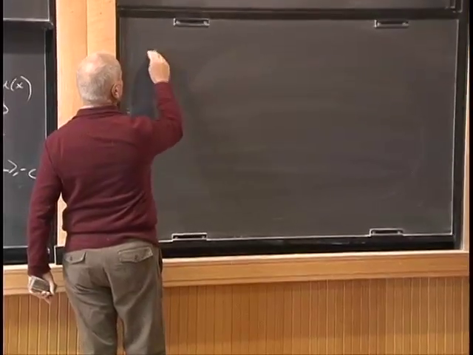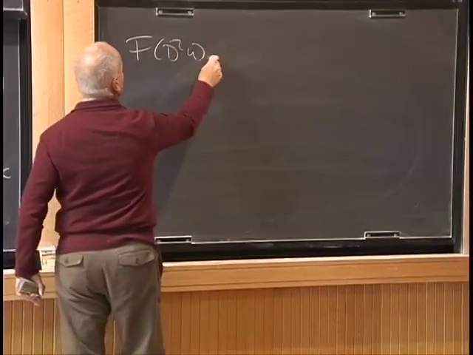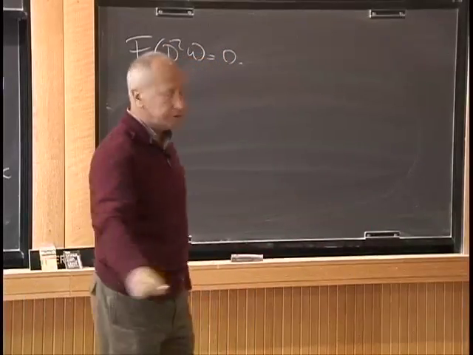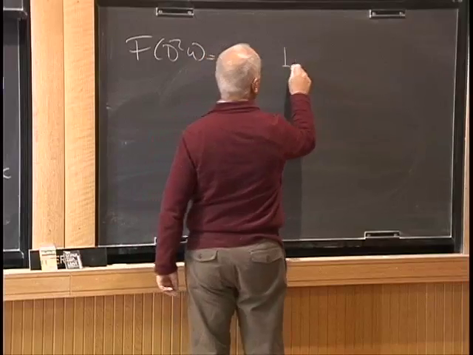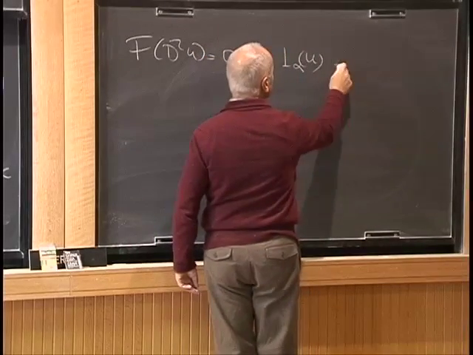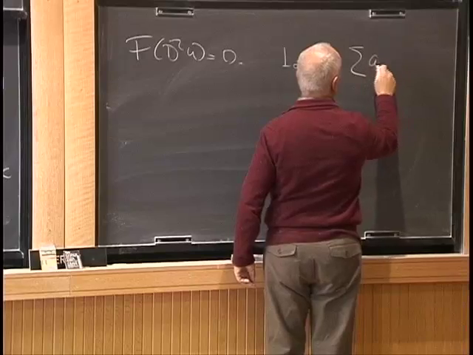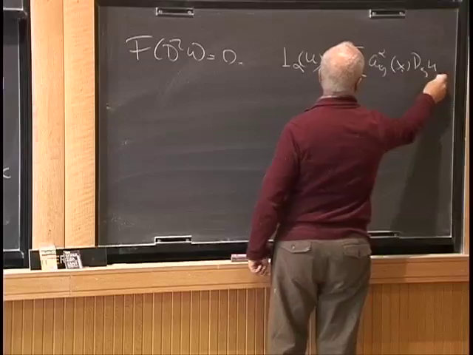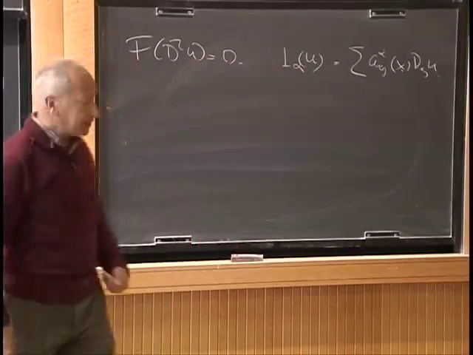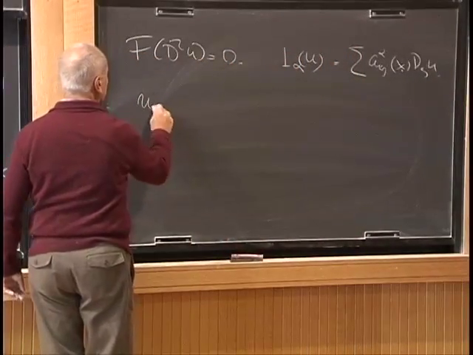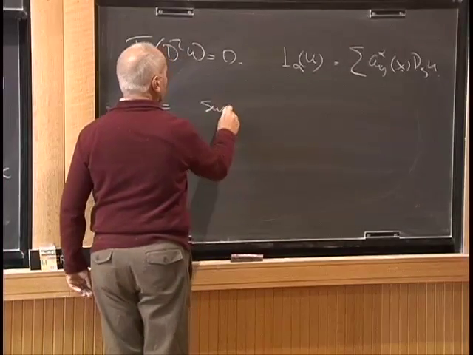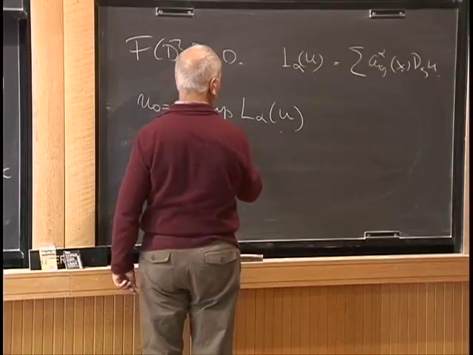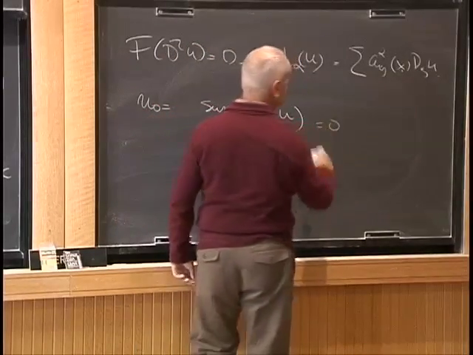So a typical f of D squared of u equal to 0 is to take a sup of a family of linear operators. So you have a family L alpha of u, let's say the sum of a_ij alpha of x D_ij of u, okay? And you want to find the extremal function, a function u0, for which the sup over alpha of L alpha of u is equal to 0.